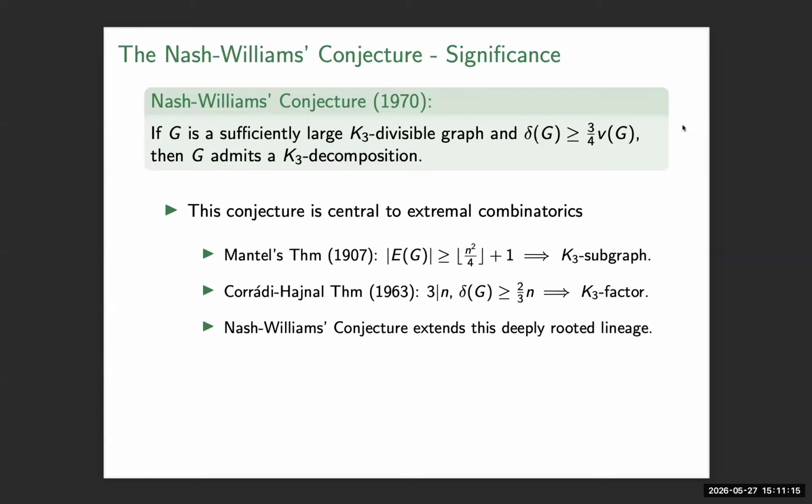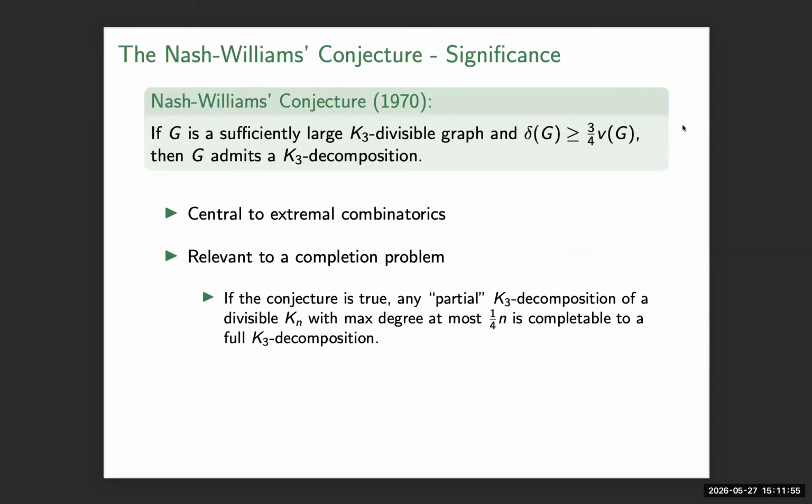Next, we have the Corrádi-Hajnal theorem from 1963 that says in a divisible graph, it gives a minimum degree condition for the existence of a K3 factor, where a K3 factor is a spanning set of vertex disjoint triangles. And this theorem is the base case for the Hajnal-Szemerédi theorem, another huge theorem in extremal combinatorics. So the Nash-Williams conjecture extends this deeply rooted lineage, right from the existence of a K3 subgraph to a K3 factor to a K3 decomposition.